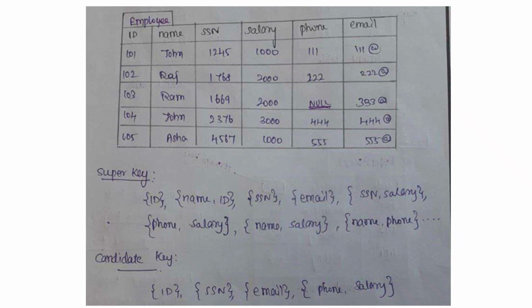Then likewise email. Why am I taking email as a super key here? Because in this column email has no null values. Email is a unique value for all the users, so in this relation the email attribute contains no null values, so I have taken email as a single super key. Email alone is a candidate key. In this relation there are 6 attributes.